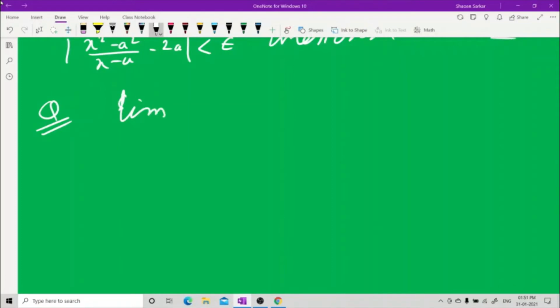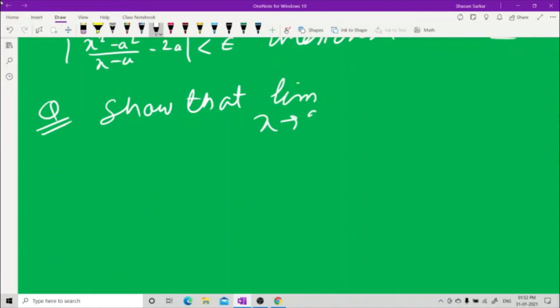Show that the limit as x tends to 2 of 2x plus 5 is equal to 9. You have to show me this. Here you have to show that this limit exists. So what is the relation between delta and epsilon, that is, delta is how much of epsilon? I am giving you the answer here, you should get the answer.